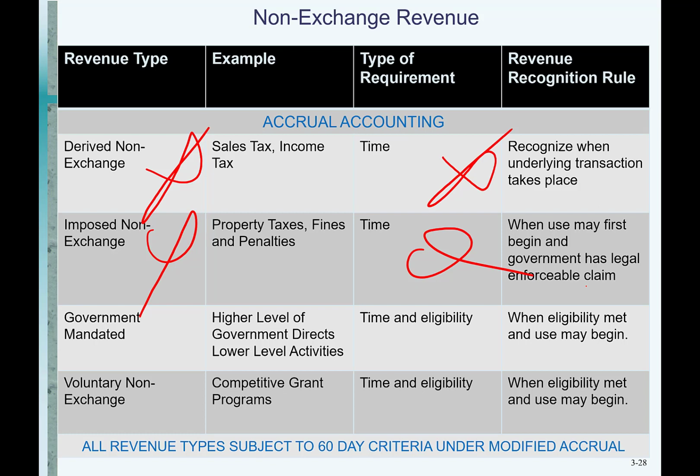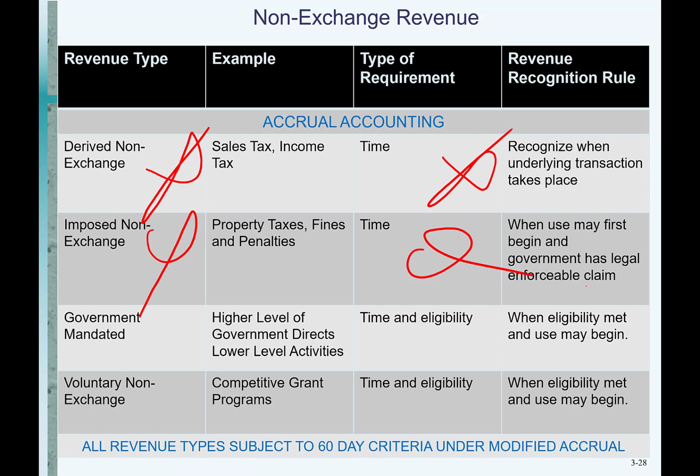Imposed was what? Imposed: property taxes, fines, and penalties. When use may first begin for things like property taxes, when the government has a legally enforceable claim for the fines and penalties. We only worry about time there.